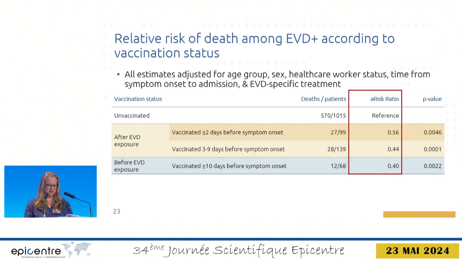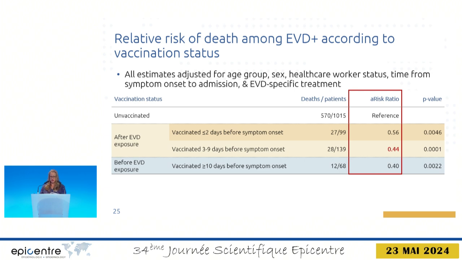In this analysis, all estimates were adjusted for risk factors for death from EVD that had been identified in previous studies or by an expert in the field, including age group, sex, healthcare worker status, time from symptom onset to admission, and EVD-specific treatment. We see here that those vaccinated 2 days or fewer before symptom onset had an adjusted risk ratio of 0.56. The lower the relative risk, the higher the protective effect.